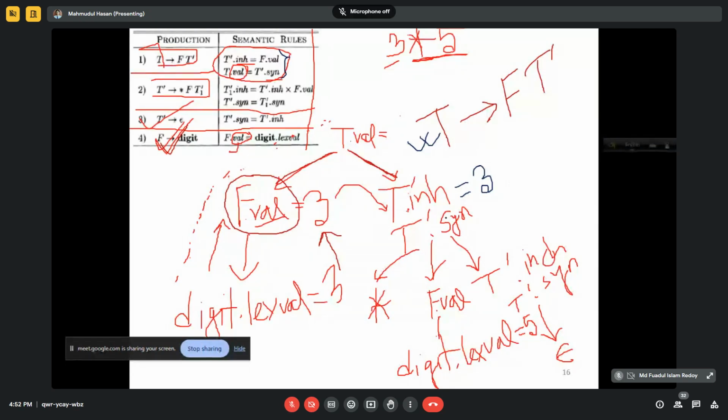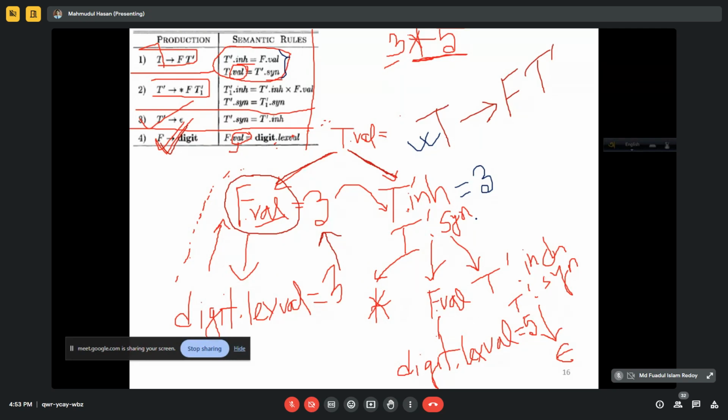Okay, so another one is T dash synthesized. If you think about T dash synthesized, obviously this one is a synthesized attribute. That means the calculation of this one depends on the children.